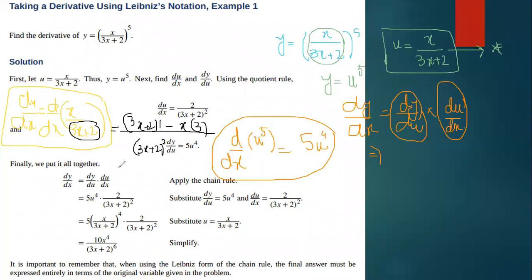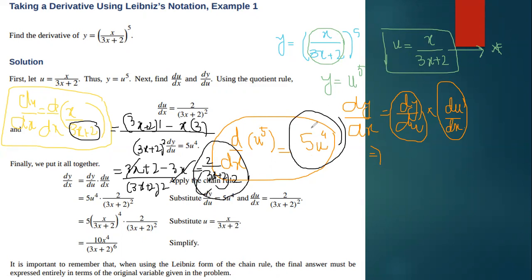Okay, so it will be written as 3x plus 2 minus 3x divided by 3x plus 2 whole power square. This will be and this will be cancelled out. So my value will be 2 upon 3x plus 2 whole square. Okay, here मेरे पास दो values आ गई. This value is dy upon du and this is du upon dx.